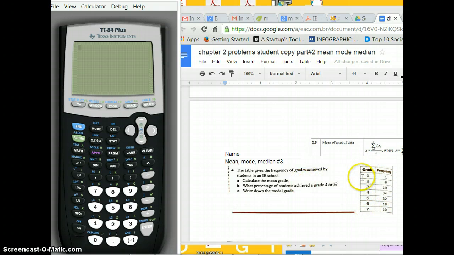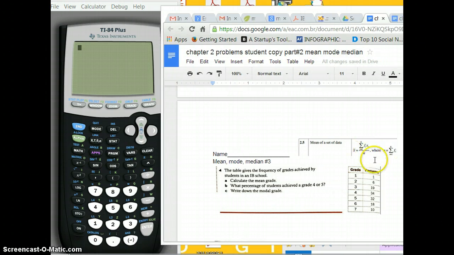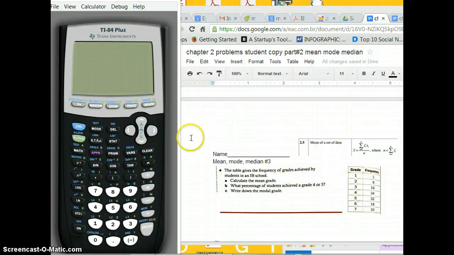And usually you would do that using a formula, which is this formula here. It would be kind of tedious. You would have to multiply each frequency times the grade, and then you would add them all up, and then you would divide by the total number of students. And you can actually just enter all these numbers into the TI-84 and then it'll do it for you.